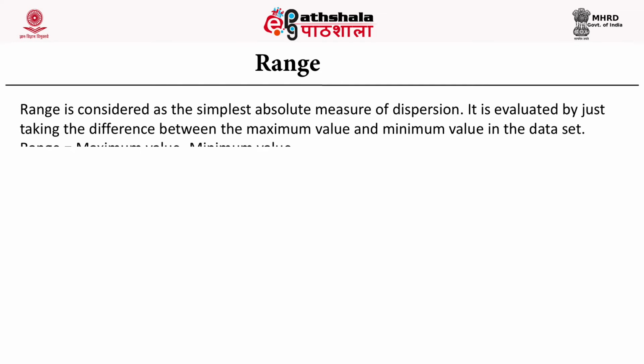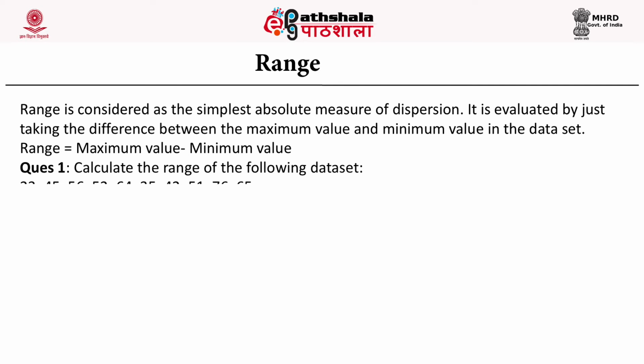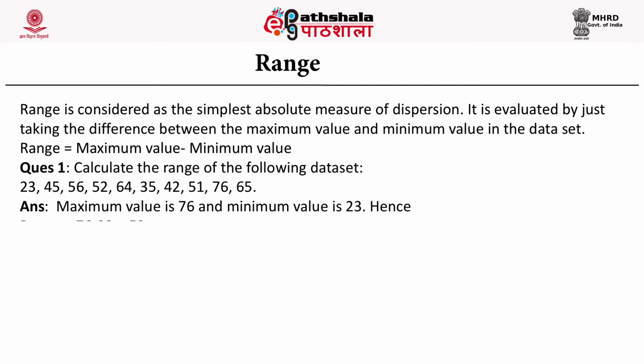Range is considered the simplest absolute measure of dispersion. It is evaluated by just taking the difference between the maximum value and the minimum value in the data set. Range is equal to maximum value minus minimum value. Now we can find the value of range for this data set. We can see that the maximum value in the following data set is 76 and the minimum value is 23. So the range of the data set comes out to be 53.